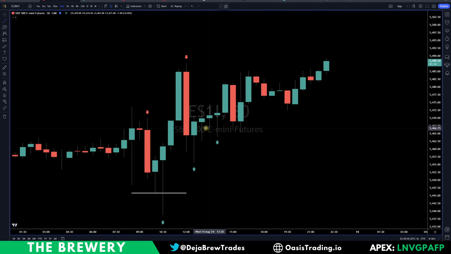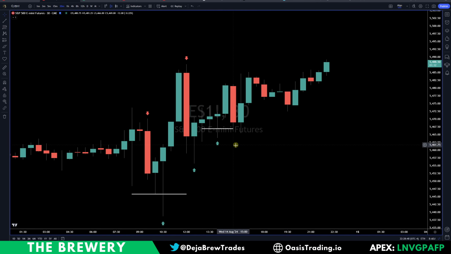Here is another long entry here. Prior candle's low is taken. Sellers are trapped on the low. You can take that as an entry there, or you can wait for the candle close. Either way, targeting prior levels. Okay?